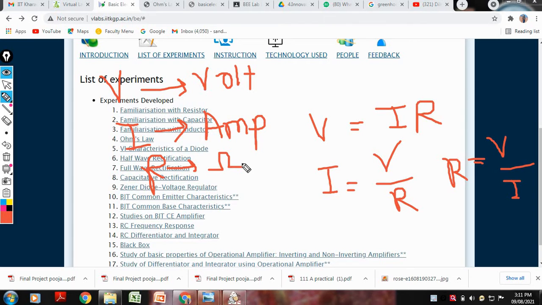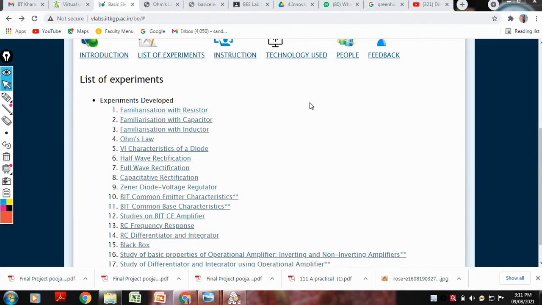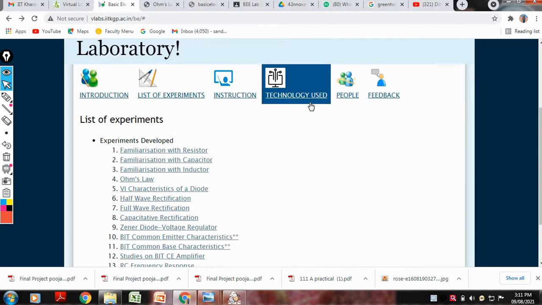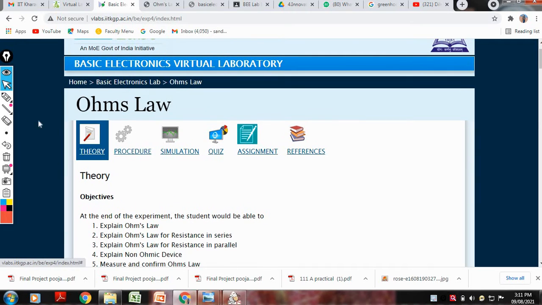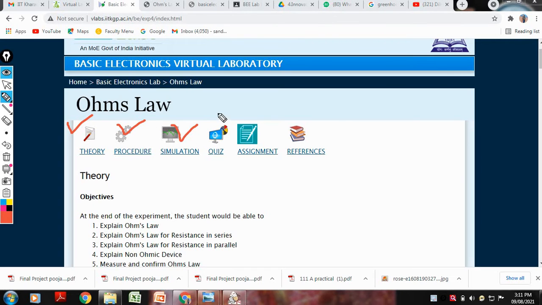Now this is the important concept of Ohm's law, that is, potential difference is directly proportional to the current flowing through it. This is the basic working principle of Ohm's law. In Ohm's law we need theory, procedure, simulation, quiz, assignment and reference. These are the several points that are very important in Ohm's law.